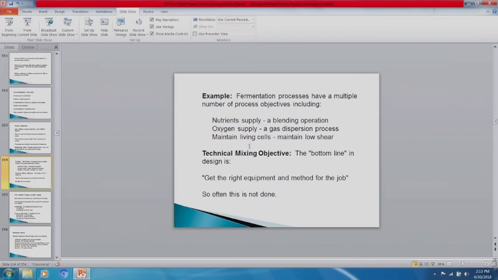Those are some of the objectives in fermentation. You should look at these and see which one is the most difficult. The second one here, oxygen supply, is perhaps the most difficult. In other words, if you have a good gas dispersion operation, you will get a good blending operation, and you will maintain low shear, which helps the cells to continue to live. The bottom line in design is you want to get the right equipment and the right method for the job. And so often this is not done.